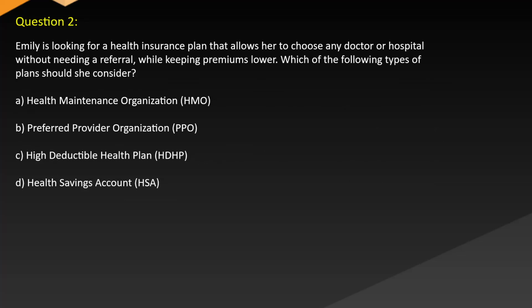Question 2. Emily is looking for a health insurance plan that allows her to choose any doctor or hospital without needing a referral while keeping premiums lower. Which of the following types of plans should she consider? A. Health maintenance organization (HMO). B. Preferred provider organization (PPO). C. High deductible health plan (HDHP). D. Health savings account (HSA).